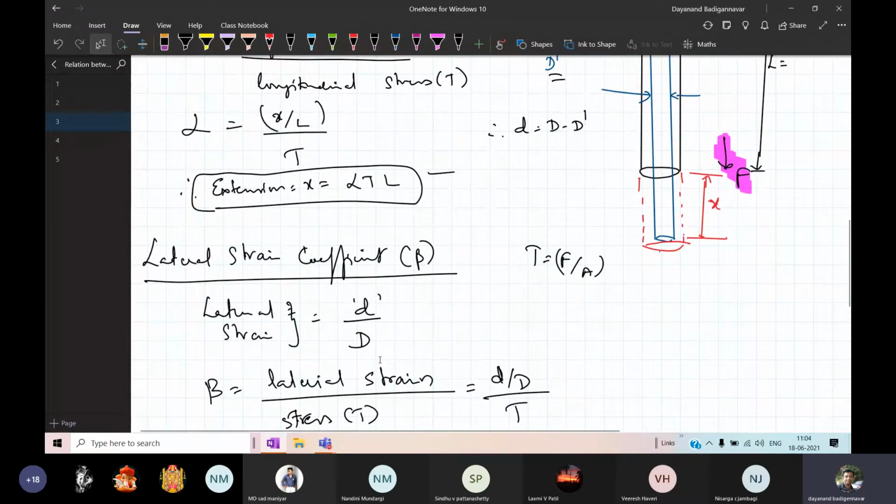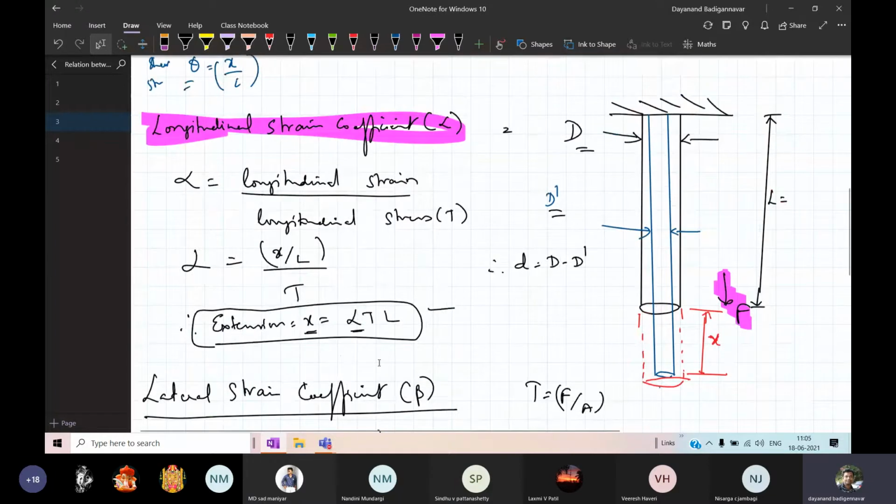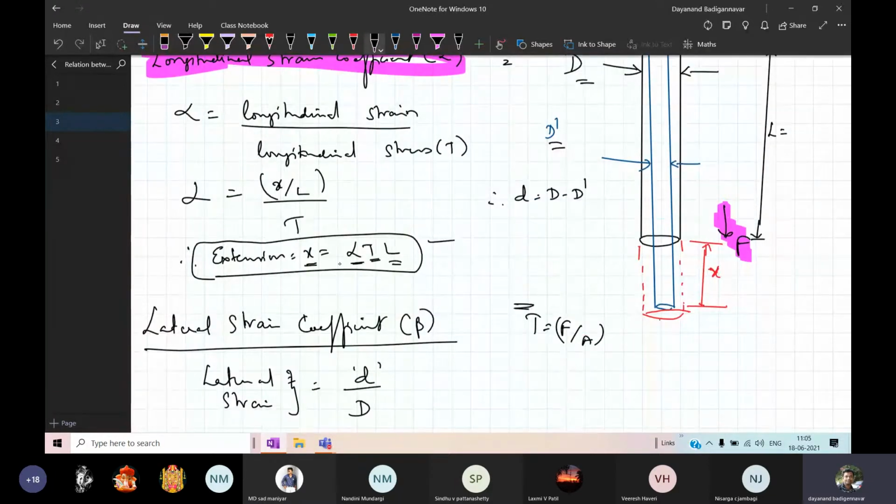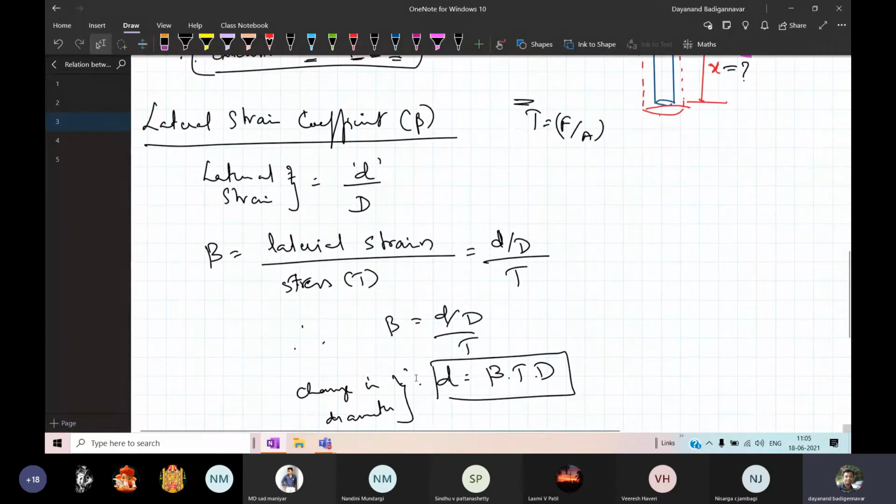Now to calculate the extension in the wire, I should know alpha. What is alpha? Alpha is the longitudinal strain coefficient. T is the stress that you have applied, and L is the original length of the wire. If you know all these three, I can calculate the value of X, the extension that is produced. For the lateral strain coefficient beta, I can do the same thing.